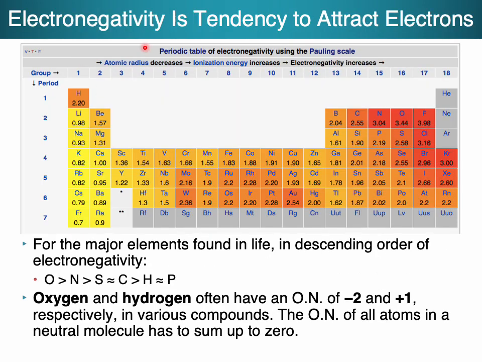So electronegativity, or the love of electrons, is the tendency to attract electrons. It can actually be inferred from the position of these elements in the periodic table. So here, I'm showing you the periodic table. You can see the highest electronegativity is usually on the top right side of the periodic table, and the bottom left side would have the lowest electronegativity.